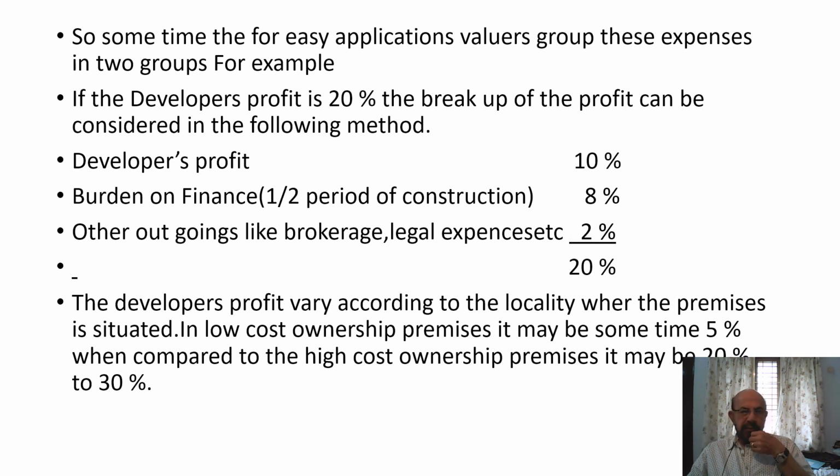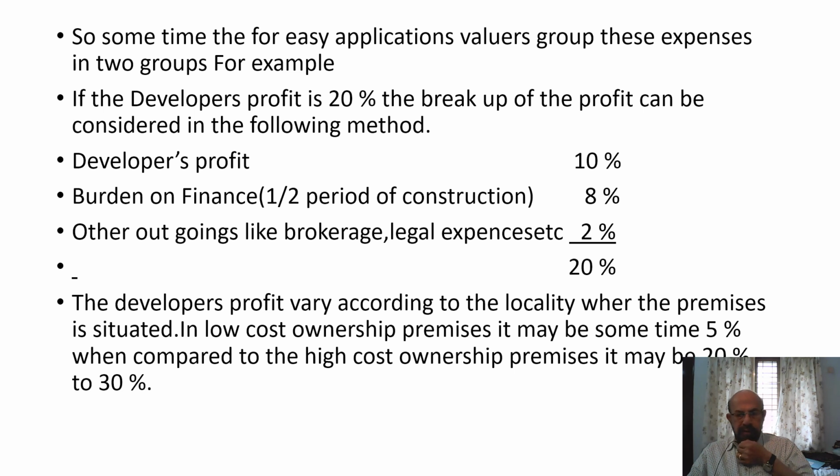So, for very easy application, valuers group these expenses into two groups. For example, if the developer profit is 20%, the breakup of the profit can be considered in the following method. Development profit 10%, burden on finance for half period of construction 8%, other outgoings like brokerage and legal 2%, total 20%.